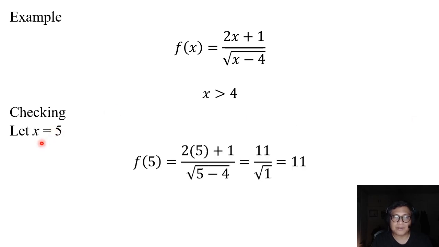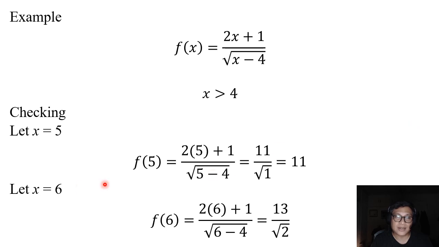So say for example, if the value of your x is positive 5, which is greater than 4, substituting that into the function, what we have is a value that is positive 11, meaning when the input is positive 5, then the output is positive 11. So any value that is greater than 4 will satisfy this function. Another one is if x is equal to 6.